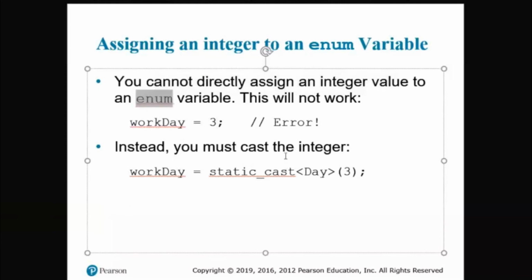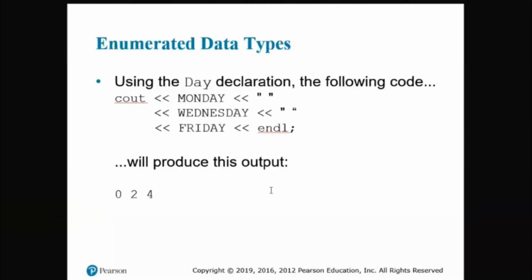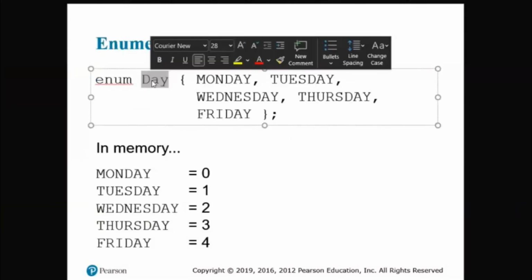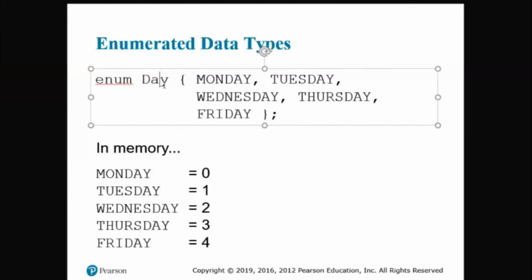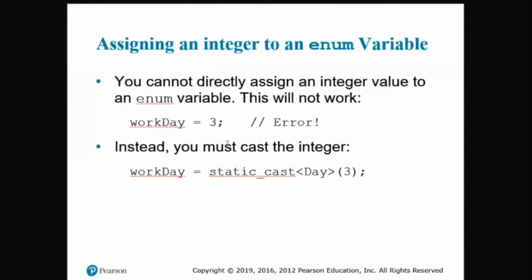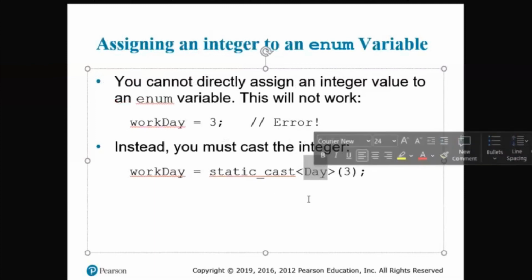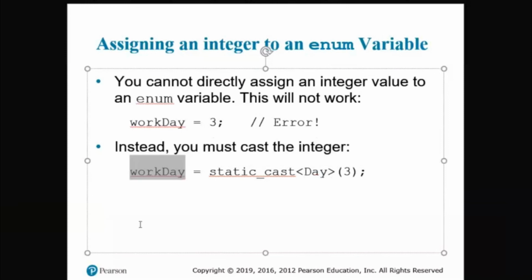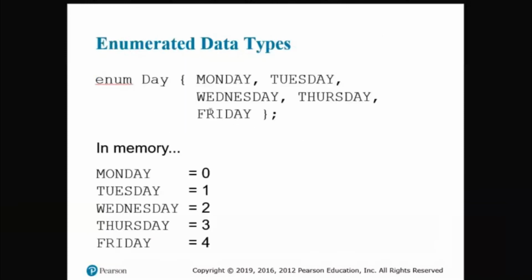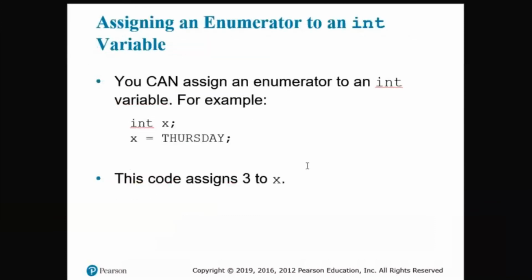Instead you must cast like this. You see the type that we defined previously. You can give any name, but once you define it, it becomes a data type. Now if you want, you can cast. Static cast means conversion. You can convert this 3 to the day data type and then assign it here. And 3 means, let's see, 0, 1, 2, 3, so 3 means Thursday. Then it will represent Thursday. Like this, you see.